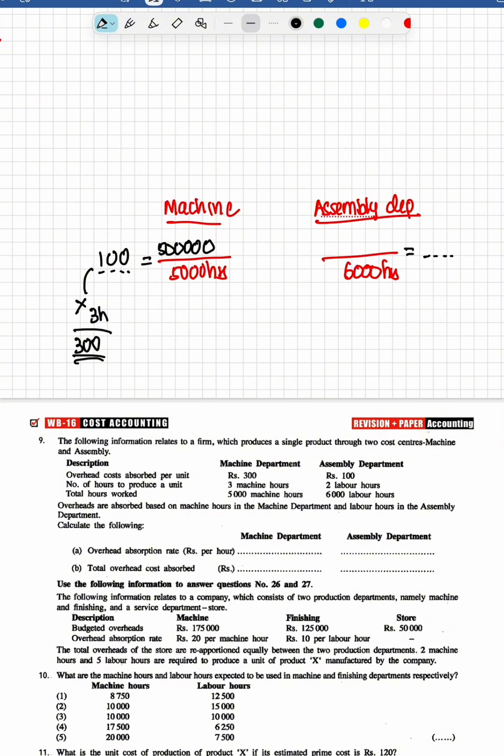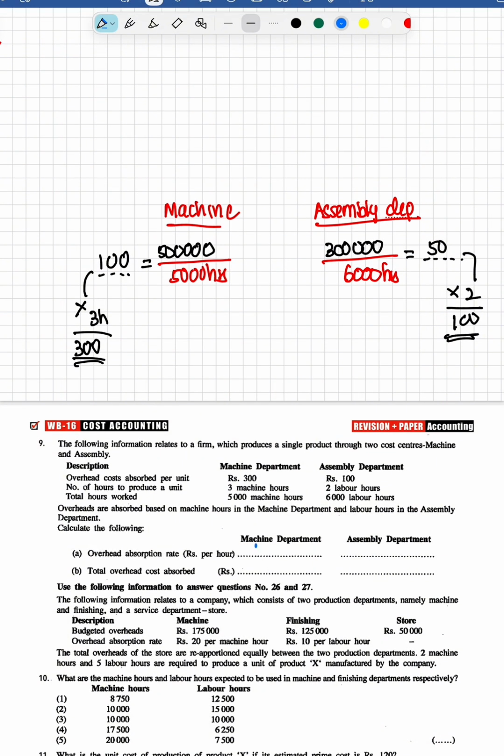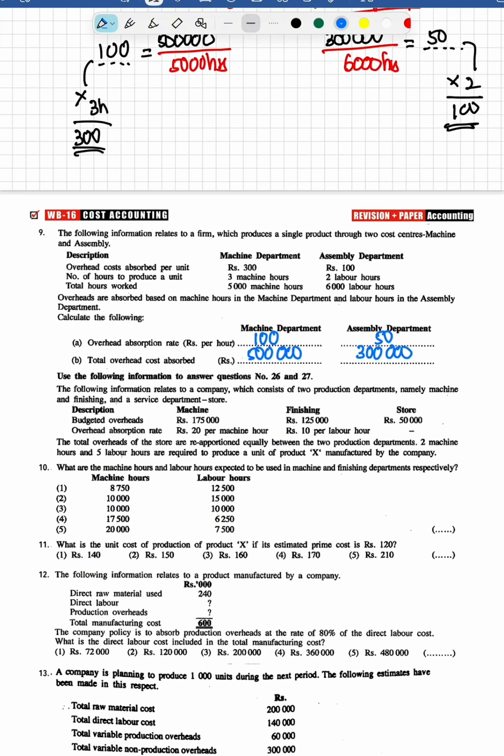And the same thing for the assembly department. We don't know how much is the overhead absorbed per hour. However, they are using 2 labor hours and it is equal to 100 per unit. So if this is 50, this is 50 into 6000, which is 300,000. So accordingly we found the answer. Overhead absorption rate per hour: machine department is equal to 100, assembly department is 50. Total overhead absorbed is 500,000 and 300,000. So let's move on to the next question.